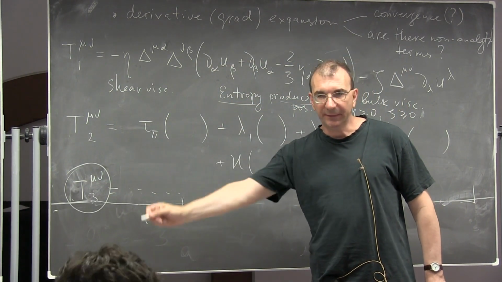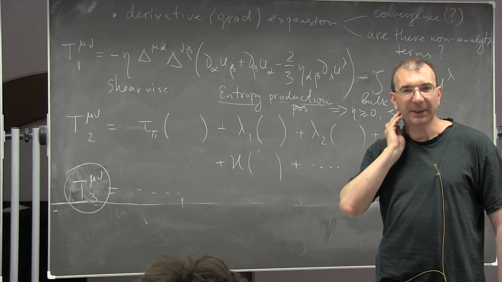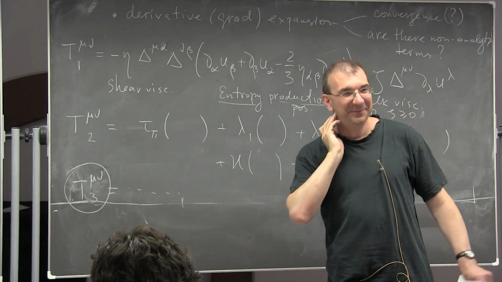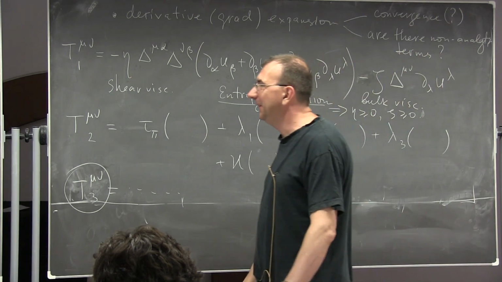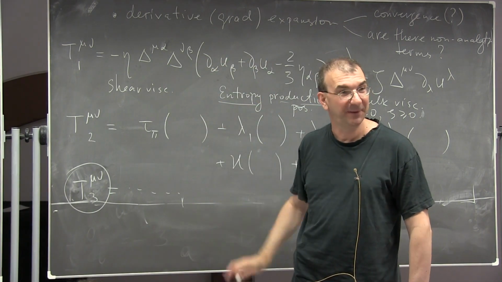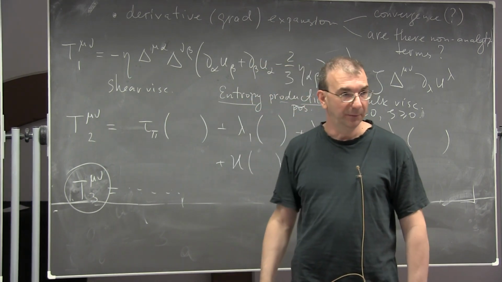So for T3, the number of tensor structures is known, but the entropy production analysis has not been done. And it's a hint. If some of you wanted to immerse yourself into relativistic hydro sufficiently deep, this is an open problem, so nobody knows, right? So the number of independent transport coefficients at third order is unknown.